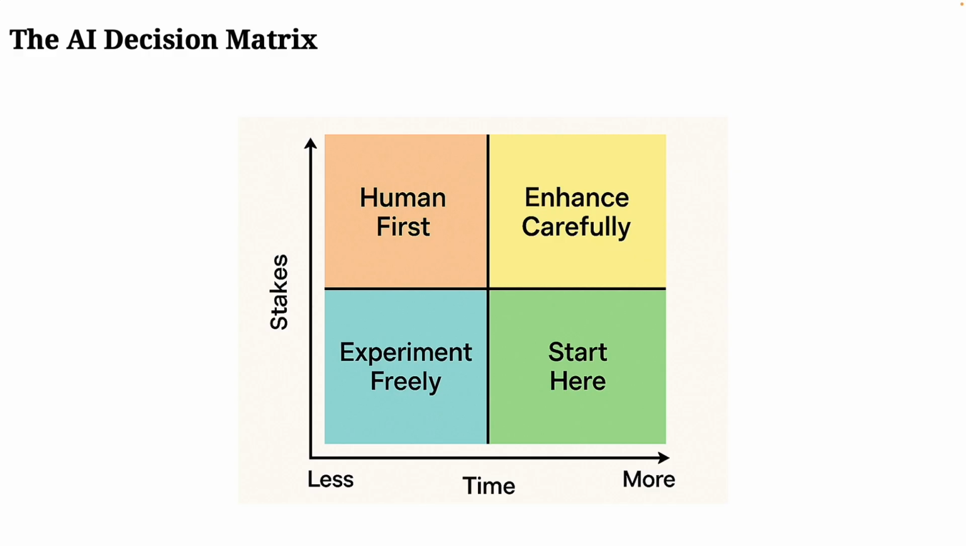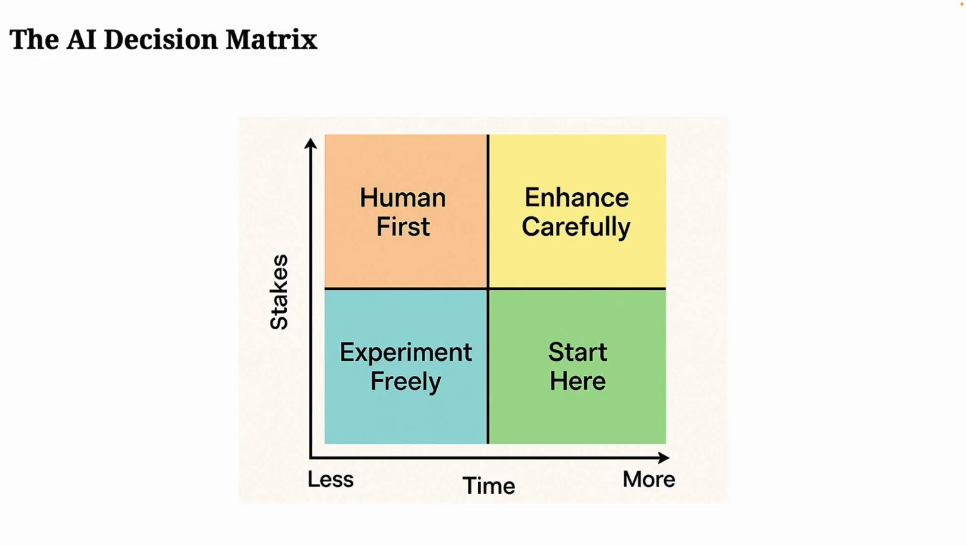So if we spend a lot of time on something, or the amount of time something takes is quite high, but the stakes are quite low, then we want to start in that quadrant. If we spend a lot of time on something, but the stakes increase, we need to think about this and enhance carefully.